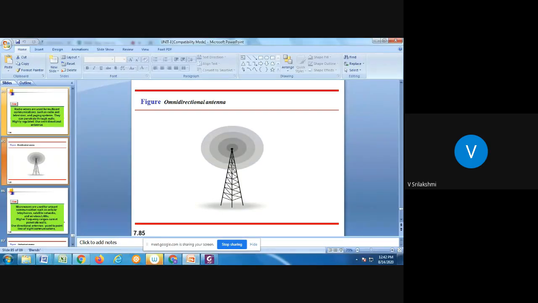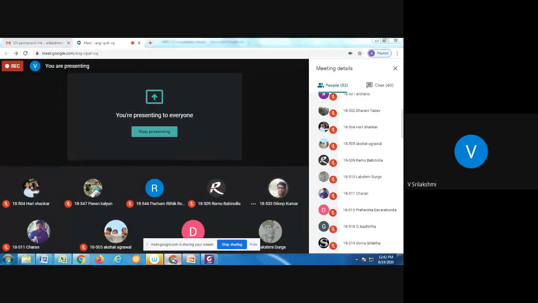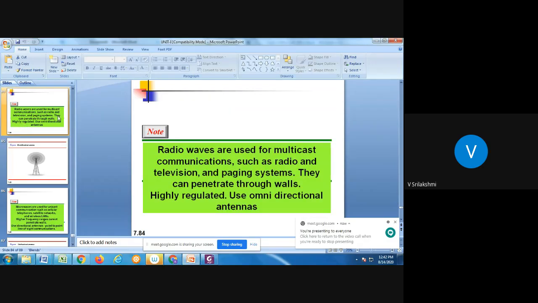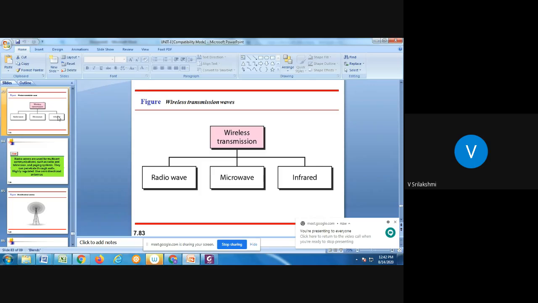Hello? Is it audible or not? Yes, ma'am. So what is the meaning of this structure of antenna? It means it is omnidirectional, that is, the waves can be passed in all directions. It is not restricted. So this is about your radio and microwaves.